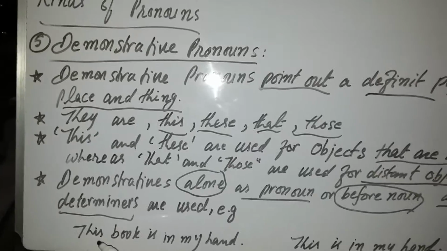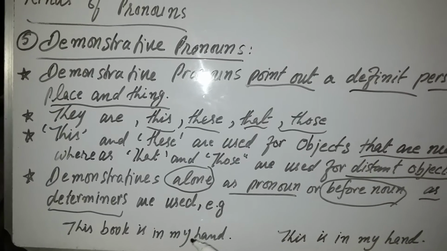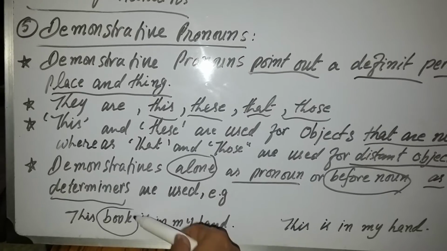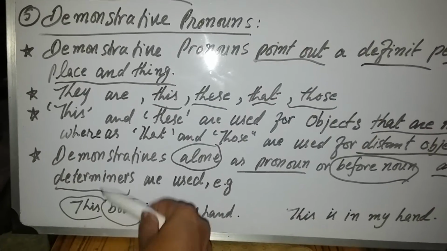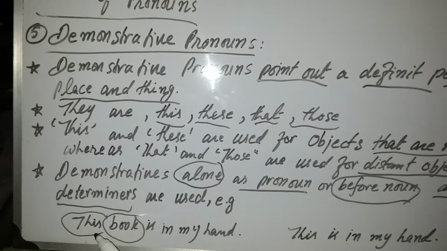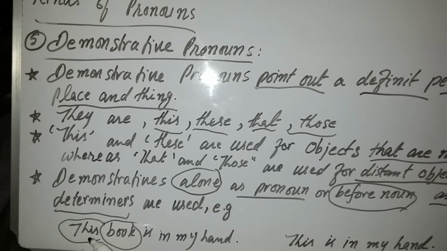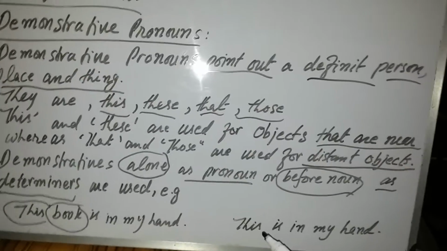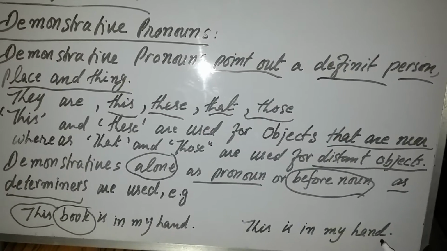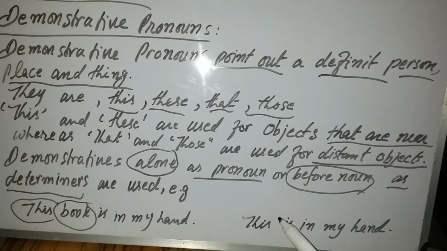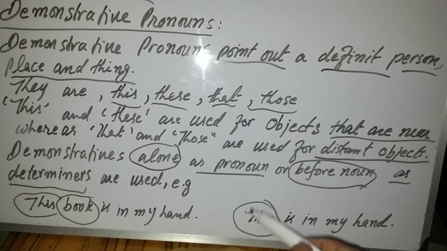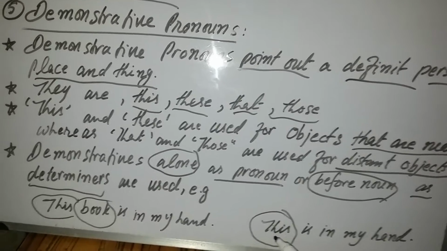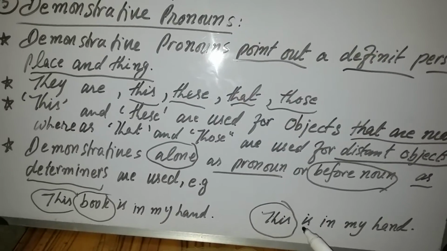In the first example you will see, "This book is in my hand." Now book is the noun and this is the demonstrative. In this sentence, the demonstrative is used as a determiner before a noun. And in this example, "This is in my hand," this is used as a demonstrative alone. There is no noun after it.